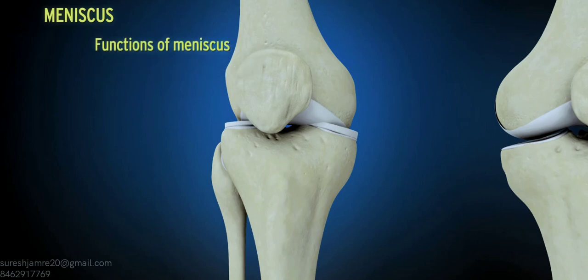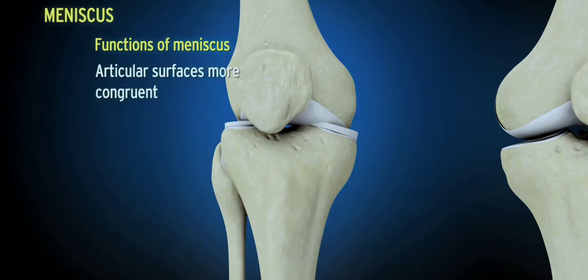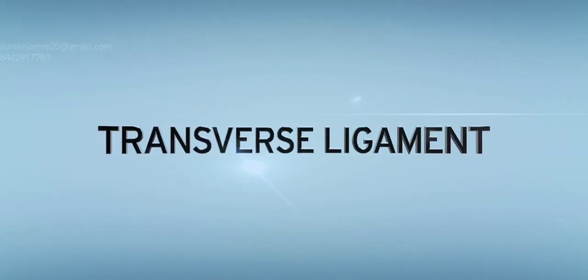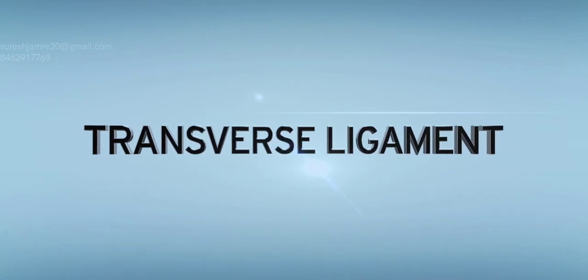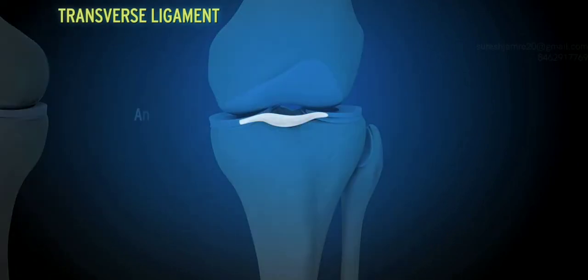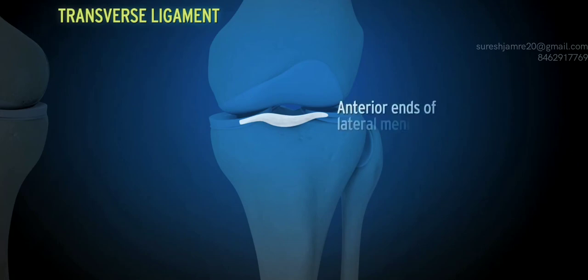Functions of menisci: they make the articular surfaces more congruent. They act as shock absorbers. They help in lubricating the joint cavity. Proprioceptive function. Transverse ligament: it connects the anterior ends of medial and lateral menisci.